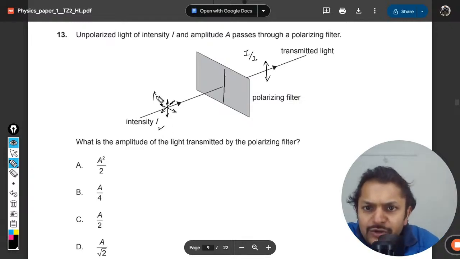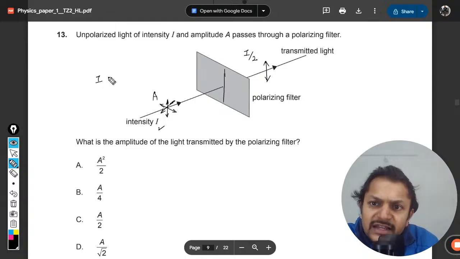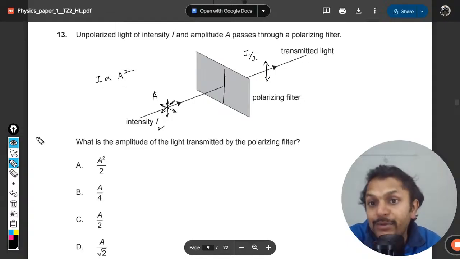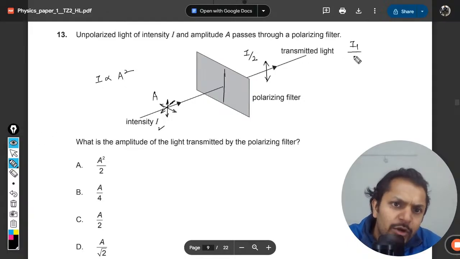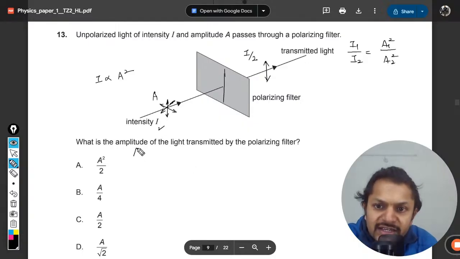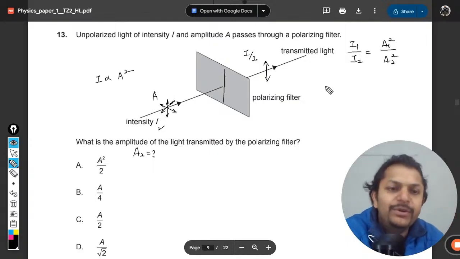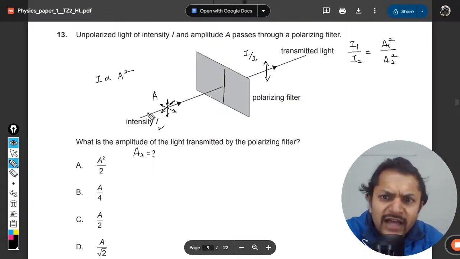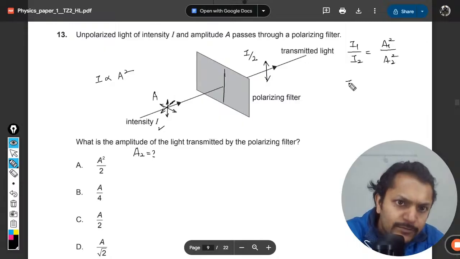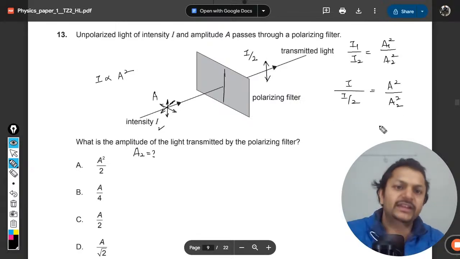But now here the amplitude was A, so we can say that intensity is directly proportional to amplitude square. So I can create a formula: I1 divided by I2 is equal to A1 square divided by A2 square. And the question is, what is the A2, which is after getting polarized? What will be the amplitude? We want to find that. So I1 here is I and I2 is I by 2. And here the amplitude is A, but this amplitude, which is A2, is a variable. We want to find A2 now.